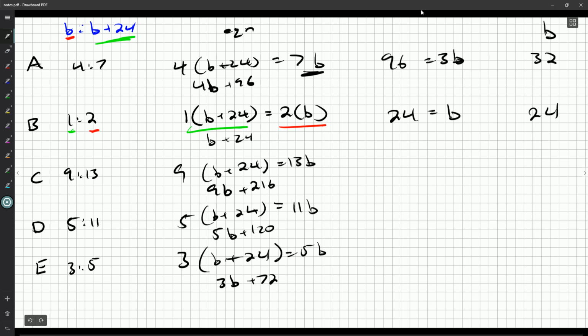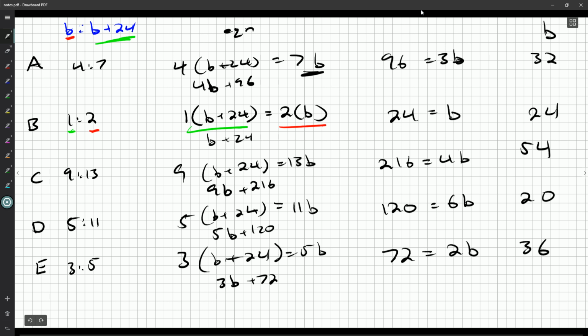13 minus 9 is 4, so 219 is 4B. Sorry, not 219, 216 is 4B, and so 216 divided by 4, 54 boys. Not a problem there. 11B minus 5B is 6B. So 20 boys in that group. And then 5B minus 3B is 2B. 72 is 2B. And so the number of boys in that case would be 36.